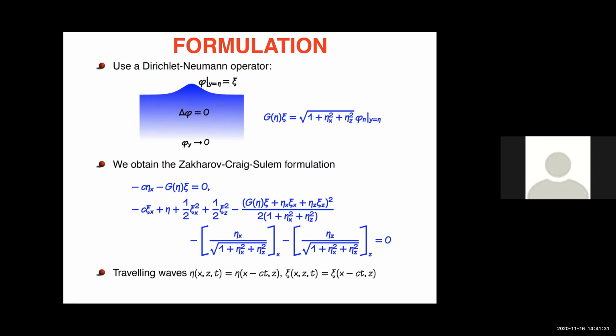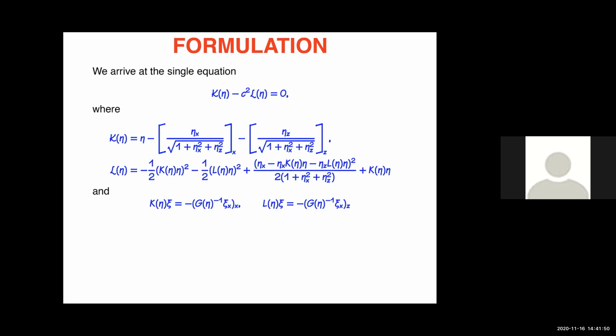If you look at the first equation, you can solve it for xi. Xi is just minus c G eta to the minus 1 of eta x, at least formally. And when you insert that formula into the second equation, you get a single equation for eta, which I'm now showing you. I've written it as script K minus c squared script L is equal to 0, and here are the definitions of script K and script L.